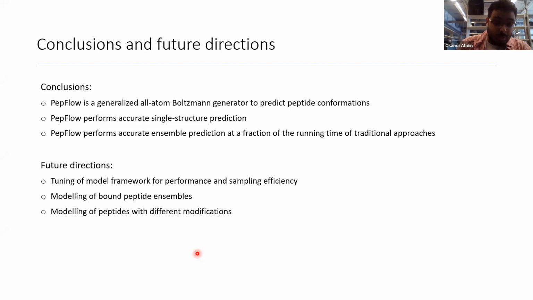Another big direction we're working on is trying to model bound peptide ensembles, because once we're able to do that, along with the unbound ensemble, we'll be able to perform thermodynamic calculations that could potentially be used to compute binding affinities and other metrics that would be useful in therapeutic development. And finally, we're also working on modeling peptides with different modifications, so non-natural amino acids, or in different conditions other than simply being solvated in water.